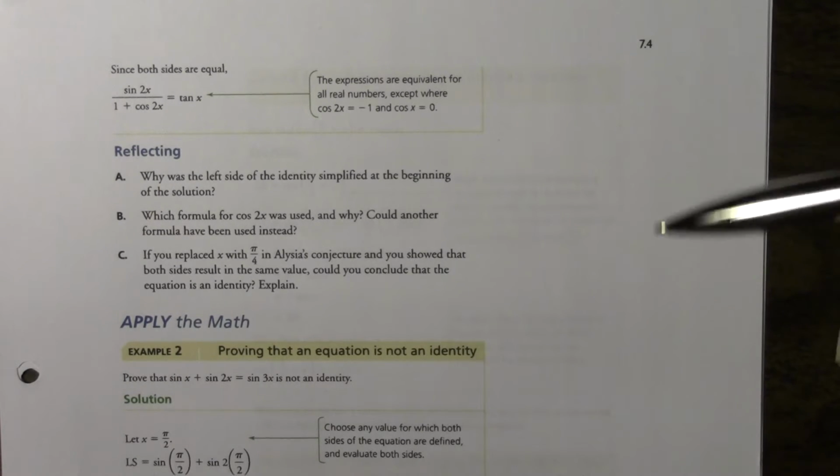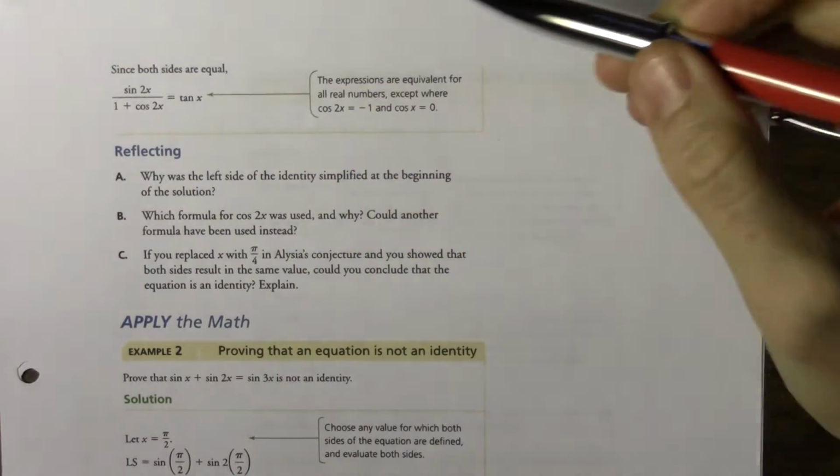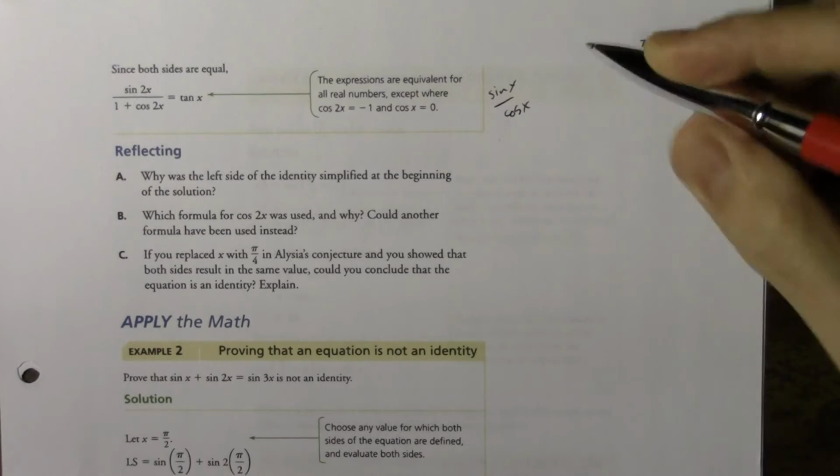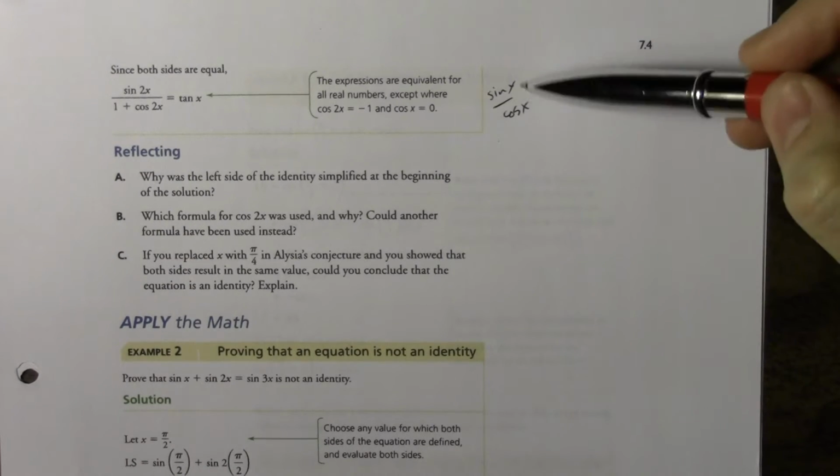Is it the denominator? Right, it's the denominator of tan x. Because tan x we know is sine x over cos x. So if cos x was 0, then this expression here would be undefined.